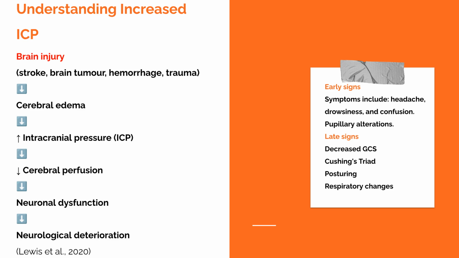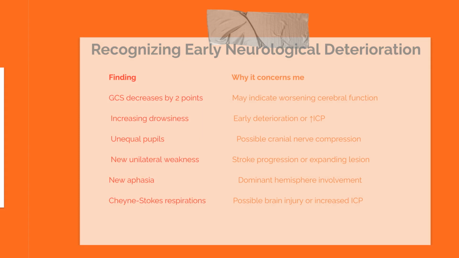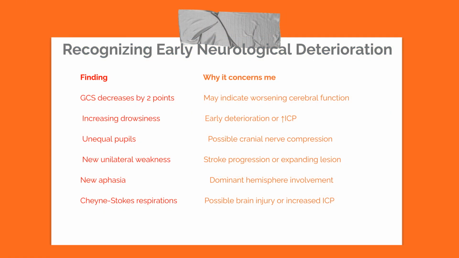Brain injury leads to edema, which increases pressure and reduces perfusion, resulting in neuronal dysfunction and deterioration. Recognizing the progression from early to late signs is critical for nursing care. Recognizing early deterioration requires looking for specific findings. A decrease in GCS, increased drowsiness, pupillary changes, unilateral weakness, aphasia, or irregular respirations can all signal worsening cerebral function and warrant immediate clinical attention.